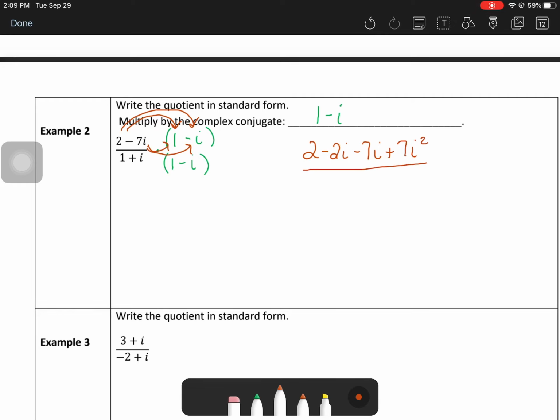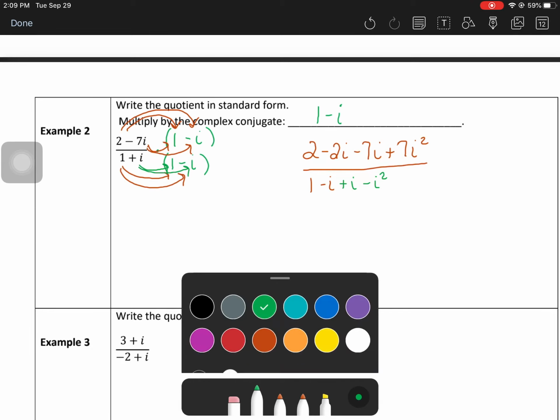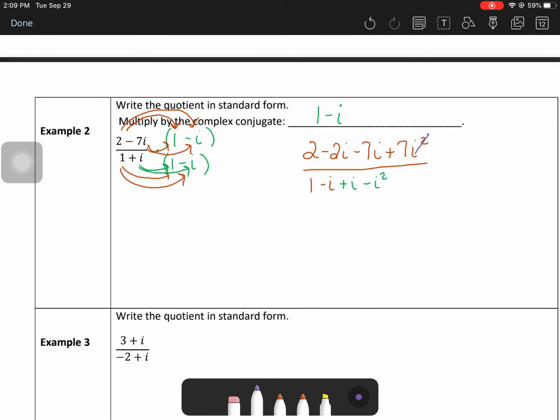In the denominator, we have 1 times 1, which is 1. 1 times negative i would be negative i. i times 1 is i. And i times negative i would be negative i squared. So now we'll simplify. Remember that i squared is really negative 1. So negative 1 times 7 would be negative 7, plus 2 would be negative 5. Then negative 2i and negative 7i combined together would be negative 9i.